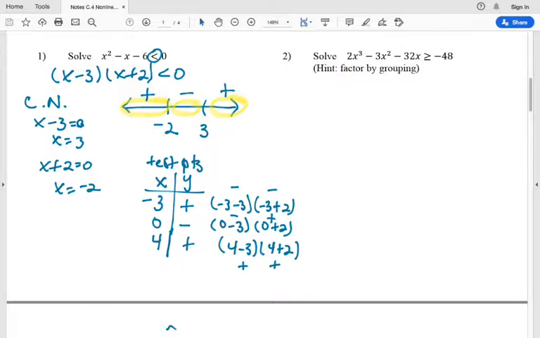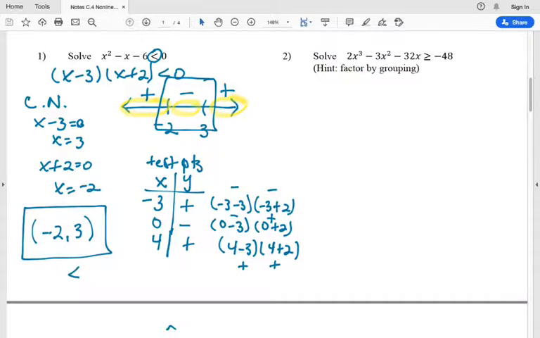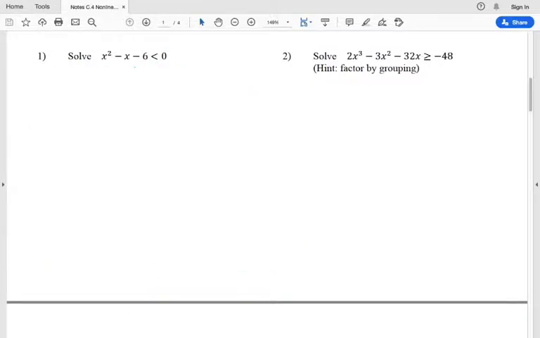And we're looking for where it's less than 0, which again is this little part right here. So it's going to be between -2 and 3. I'm still using parentheses because I just have the less than symbol. I don't have less than or equal to, so we just use parentheses there. All right, I'm going to erase all of that just to give me more room.